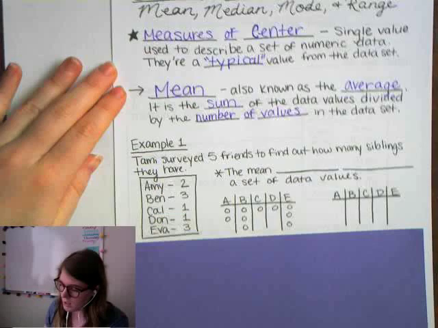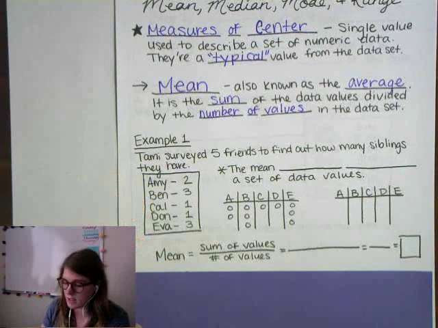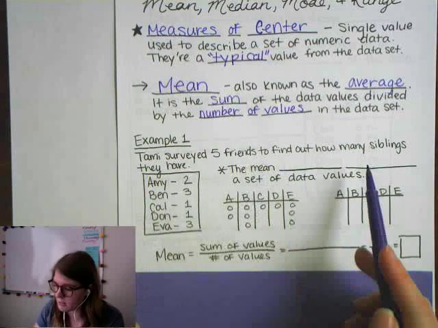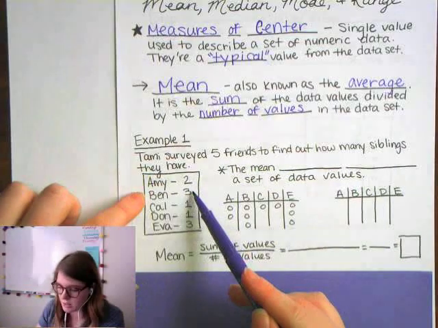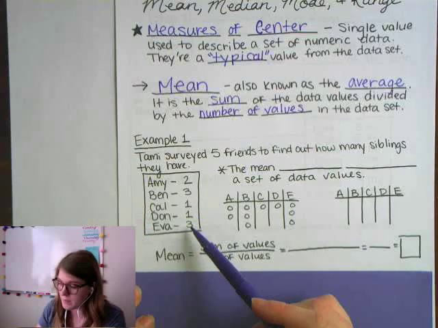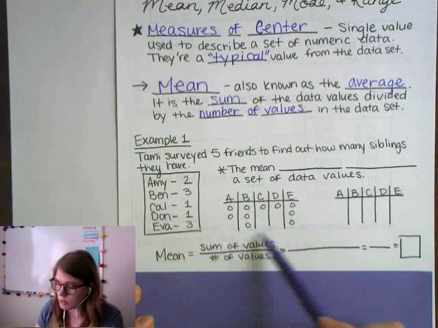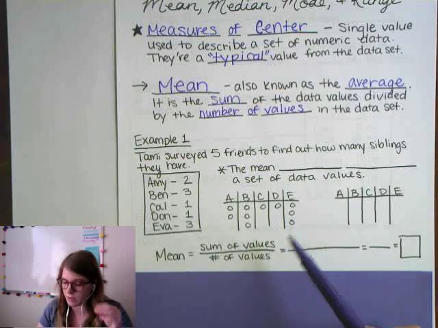So to kind of visualize that, here's an example. Tammy surveyed 5 friends to find out how many siblings they have. So Amy has 2, Ben has 3, Cal has 1, Don has 1, and Eva has 3. So I kind of drew a little counter situation here so that we can visually see what we've got.